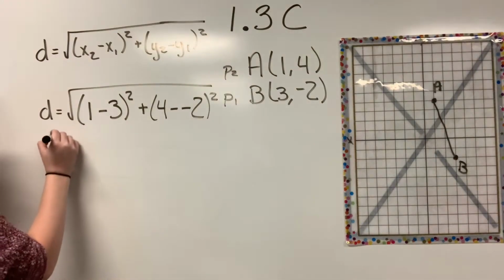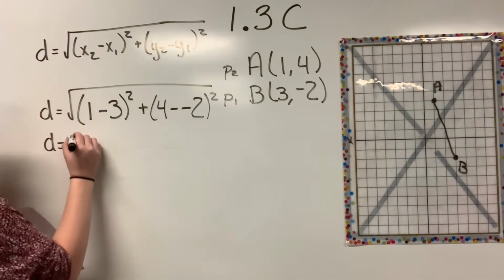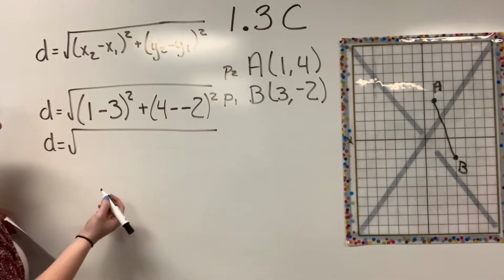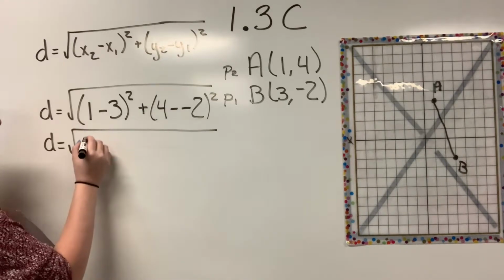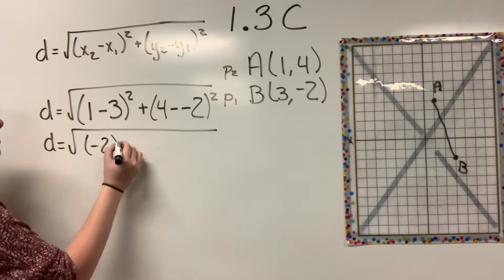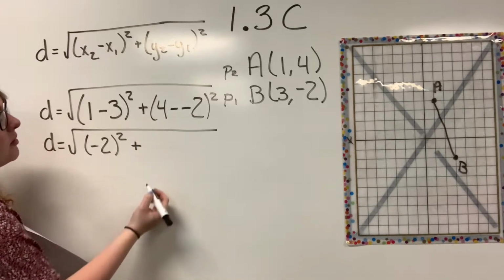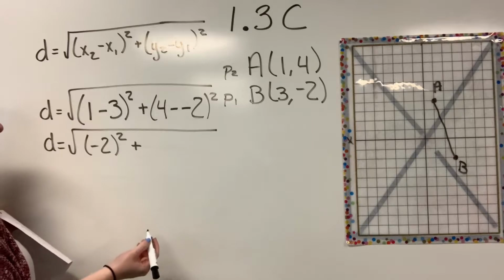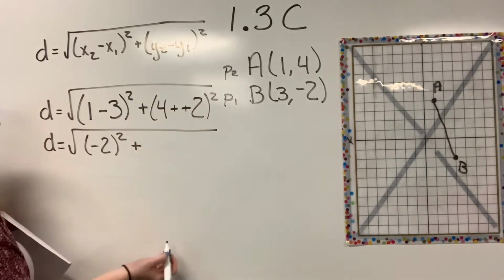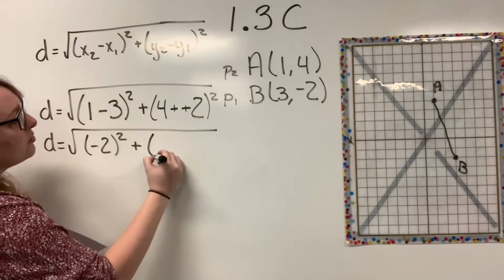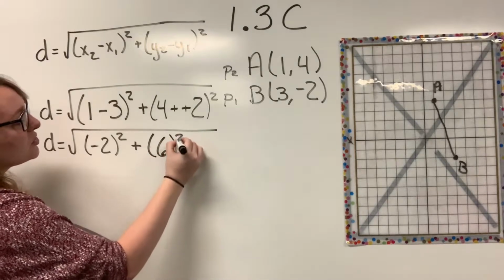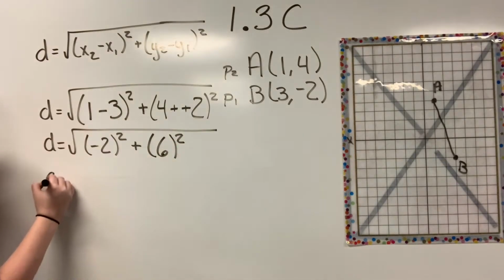Okay, next we got to simplify. So d is equal to our giant square root. 1 minus 3 is a negative 2 squared. I'm going to keep that in the parentheses because we're squaring it. Plus 4 minus a negative 2. When you minus a negative, you're really adding a positive. So plus 6 squared.